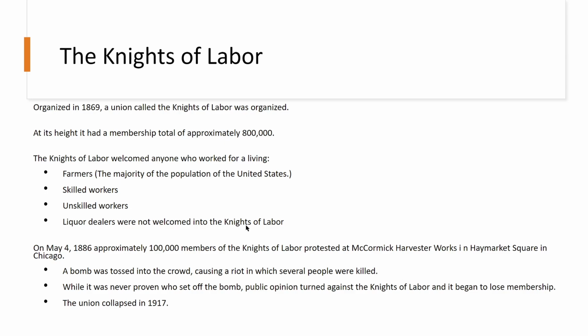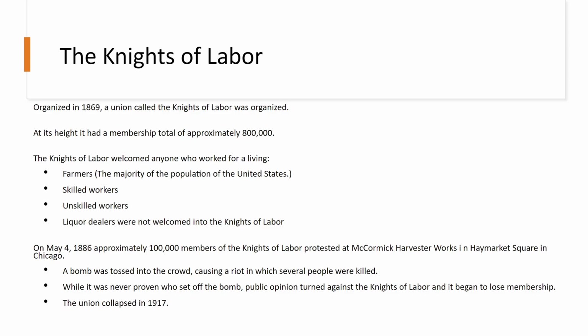The thing of it is on May 4th, 1886, there's like 100,000 members of the Knights of Labor, and they're protesting at the McCormick Harvester Works in the Haymarket Square in Chicago. So this is a big issue because this protest becomes violent. Somebody tosses a bomb or an explosive device into the crowd. It kills several people, including police officers.